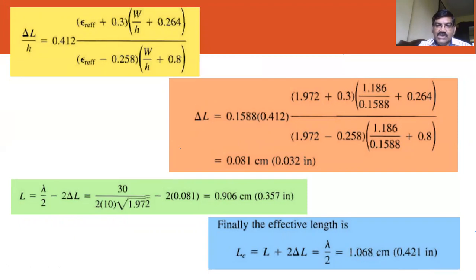Finally, draw the figure of the rectangular microstrip antenna and mention all the parameters, and you will have this calculation done. So this is the design of the microstrip antenna by using the transmission line model.